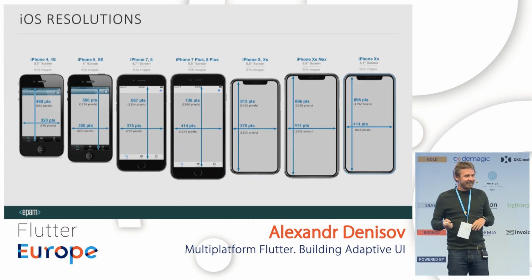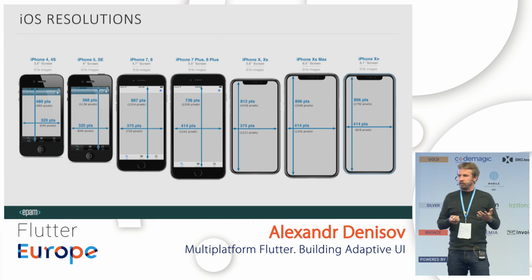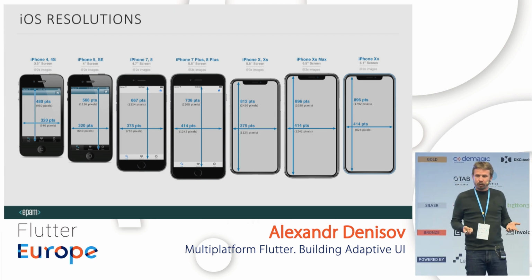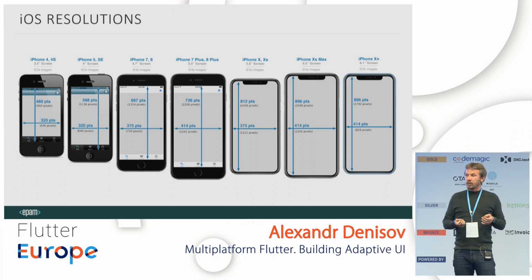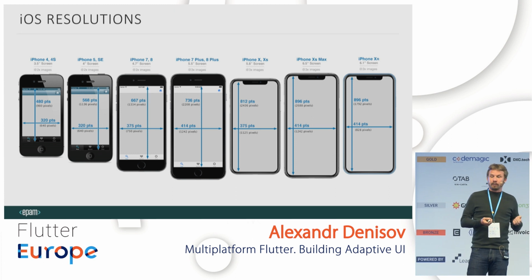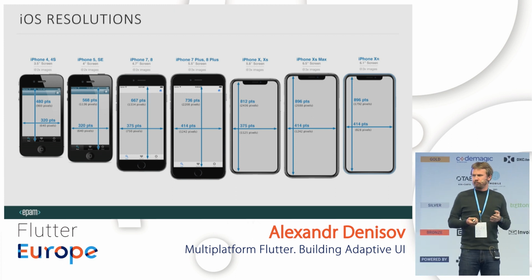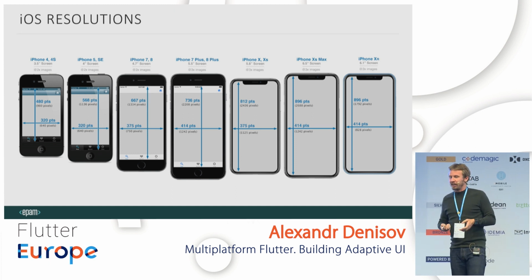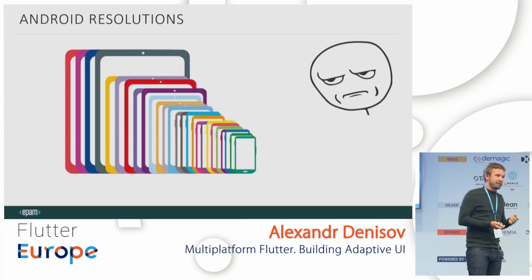But different devices have different screen sizes, different resolutions, different aspect ratios, and so on. And even if we take iPhones only, there will be at least 9 different devices with different screens. And what about Android?